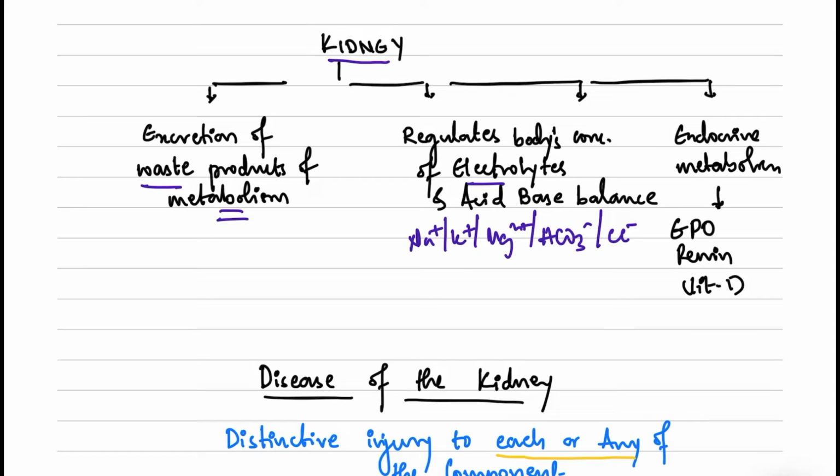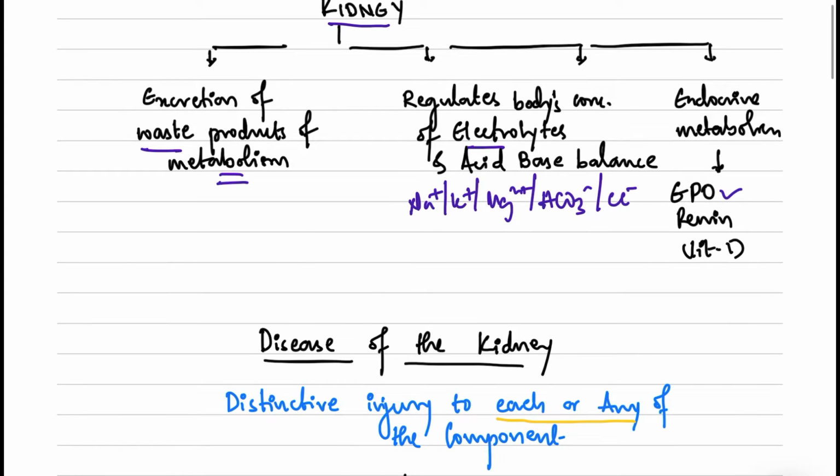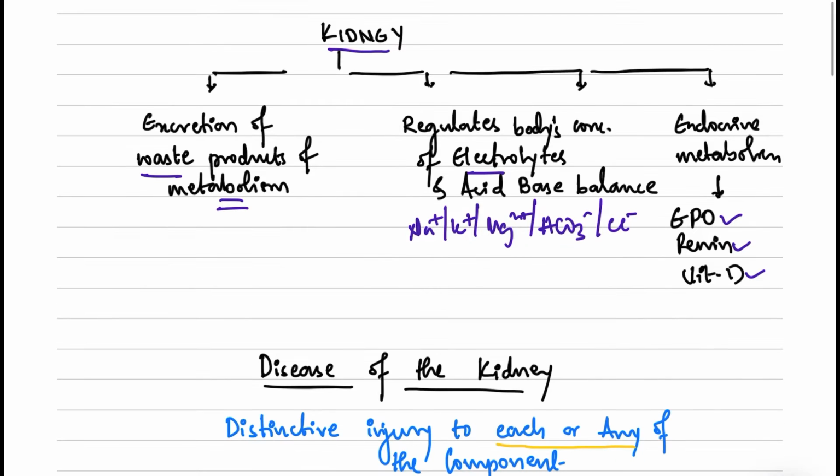Afterwards it also has some endocrine metabolism, such as it secretes erythropoietin, which helps in the formation of new red blood cells. It also secretes renin, which helps in the maintenance of any hypertensive disorders, and we also have the vitamin D metabolism from the kidney. So these are the three basic main categorized works of kidney.